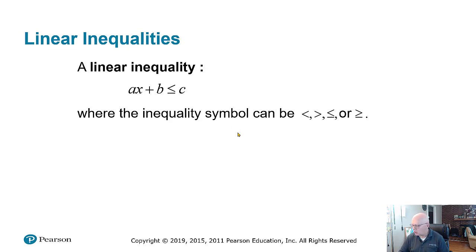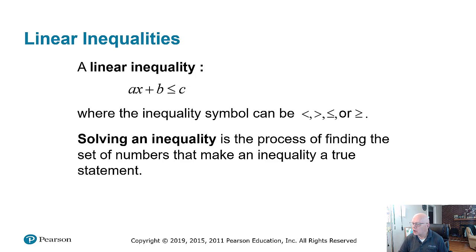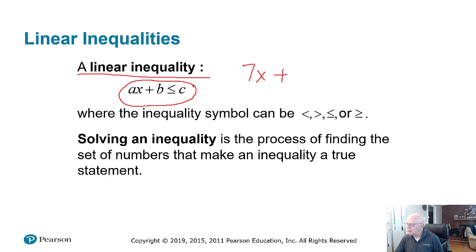Here's a linear inequality. This is what it looks like. Now you can pick three of your favorite numbers for A, B, and C. Just put them in, say 7x plus 19 less than or equal to 28. There. Just put numbers in for A, B, and C. The only thing you can't have is a 0 where the x is.